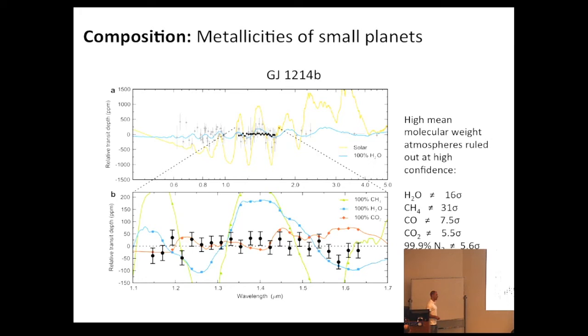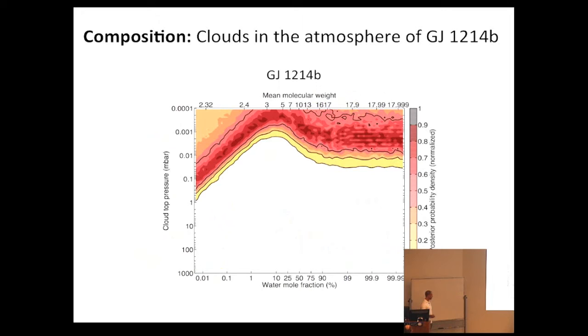We rule out clear atmospheres with all sorts of high mean molecular weight compositions. And so this is one of the few definitive pieces of evidence for clouds in the atmospheres of transiting planets. Unfortunately, it doesn't reveal what the clouds are made out of, but it's extremely constraining in terms of the cloud top pressure. So we can marginalize over the uncertainty in the cloud top pressure and rule out water abundances and clear atmospheres over a wide range of parameter space. This is the retrieval that was led by Björn Benneke for the GJ1214b transmission spectrum. You can see that we constrain clouds to be at very low pressures, at very high altitudes, no matter what our assumption about the water abundance in the atmosphere is.